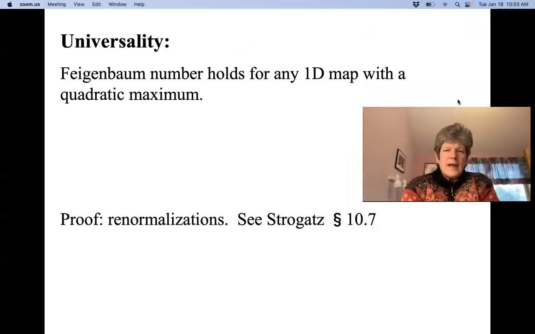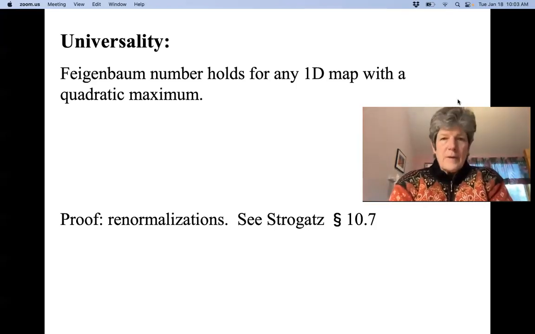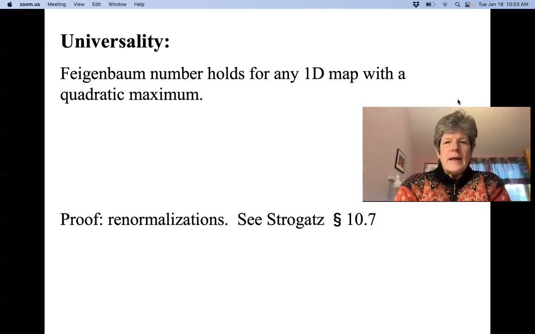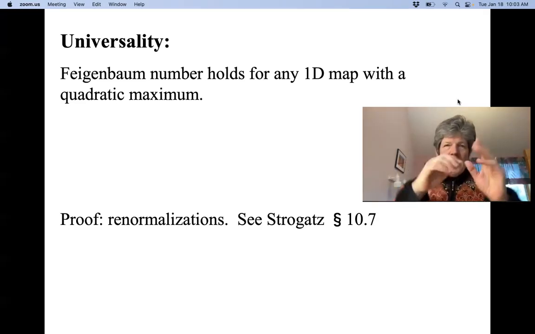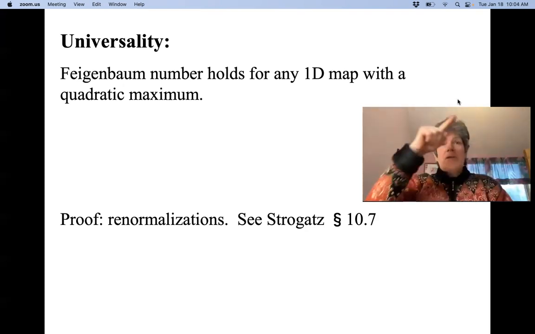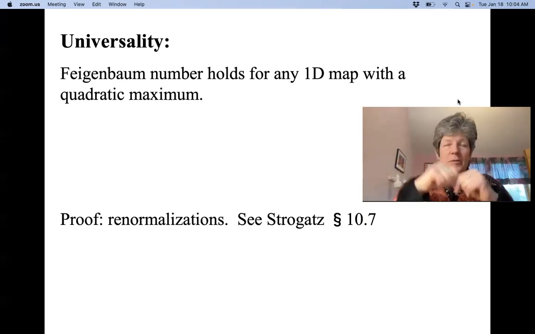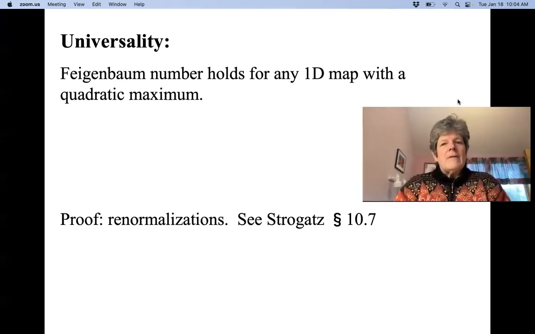So Feigenbaum's result is not just for the logistic map. It's true for any 1D map that has a quadratic maximum. What does that mean? It means that the return map you're thinking about, if it has a bump, if it has a maximum, and near that maximum it looks like a parabola, Feigenbaum's result applies.